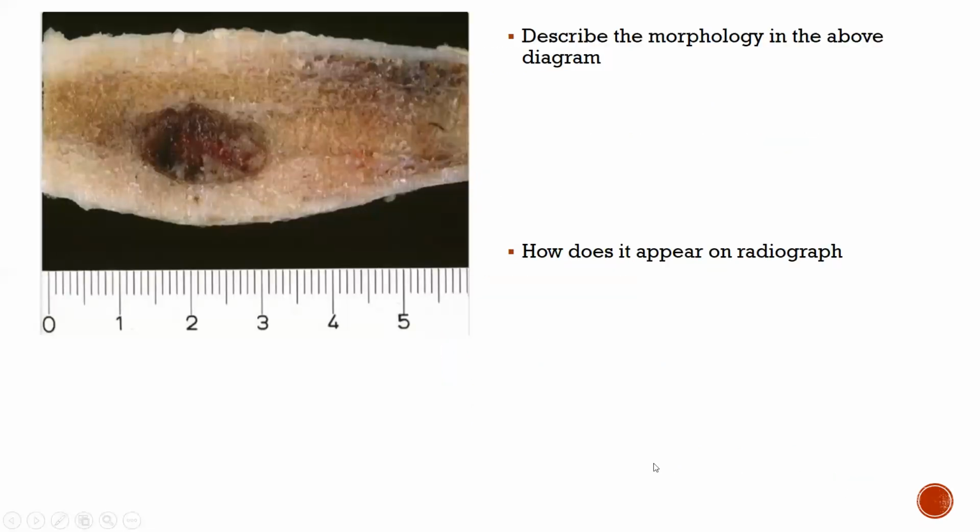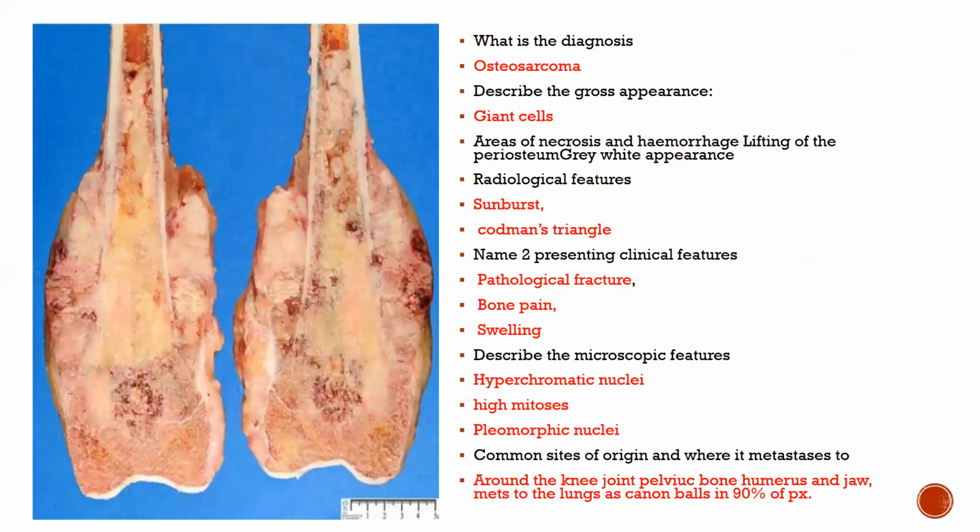So the common sites of origin and where it metastasizes. So this is the knee joint already. Okay. And then there's also the pelvic bone. But the knee joint is okay, here.